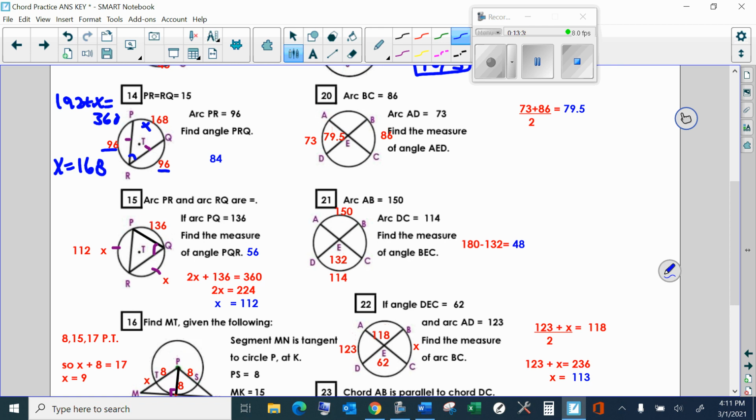Now, remember, that's the intercepted arc. The angle itself is half of that. So what's 168 divided by 2? 84 degrees. Inscribed angle. All right, number 20. Arc BC is 86. Arc AD is 73. Find the measure of angle AED, right there, which is the same as this one. So we know it's the average of the two. So 73 plus 86 divided by 2, right over here, equals 79.5.